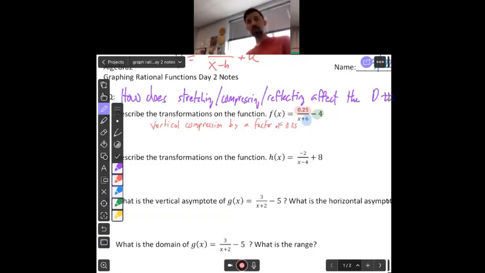Next thing I see is that 6. H is a liar, so I know that's my shift left. Make sure you're using that verb, shift or move. Left 6 units. And the 4, that's our up and down. We trust K. So, down 4.